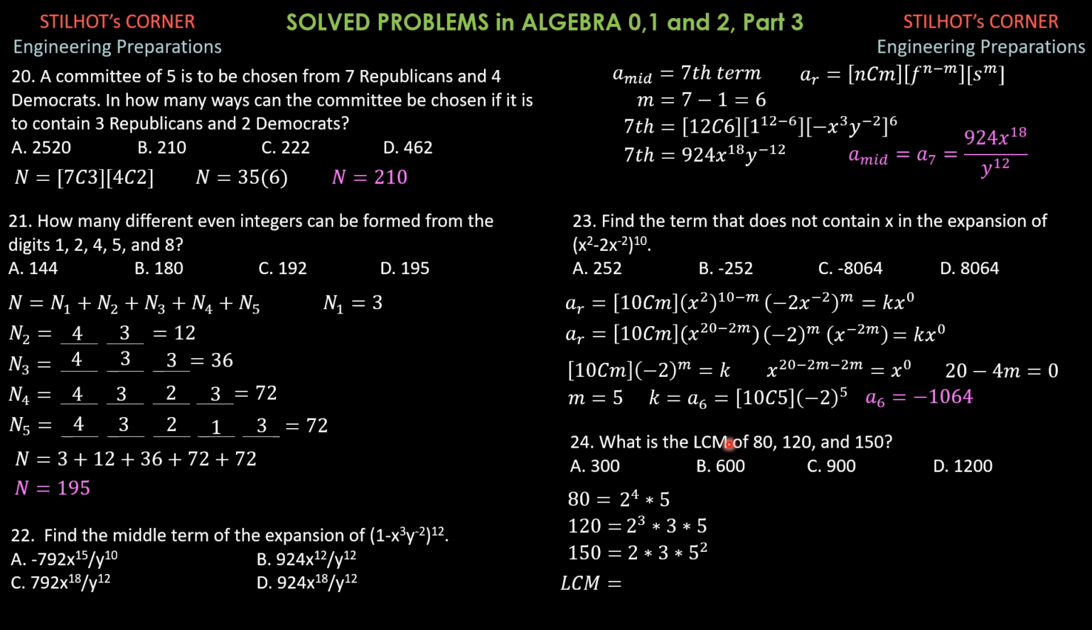Therefore, the technique in finding the LCM is to take the highest exponent, even if not common. For 2, the highest exponent is 4, so 2⁴. For 3, it's 1, so 2⁴ times 3. For 5, it is 5². The LCM, therefore, is 2⁴ times 3 times 5², and that is equal to 1,200. The LCM is 1,200. So that's it for this video.